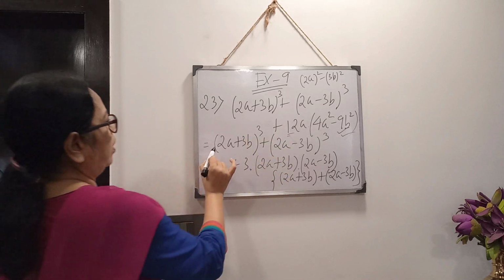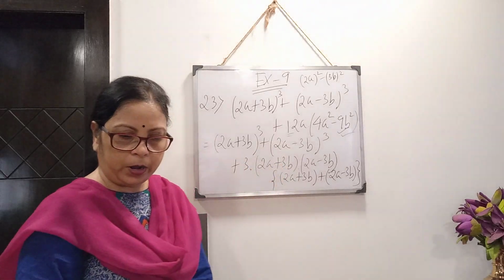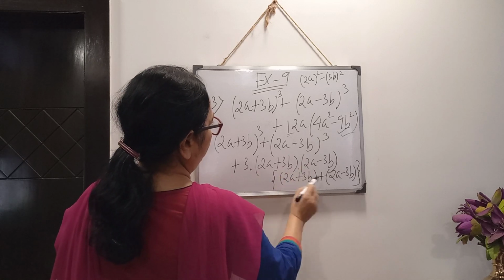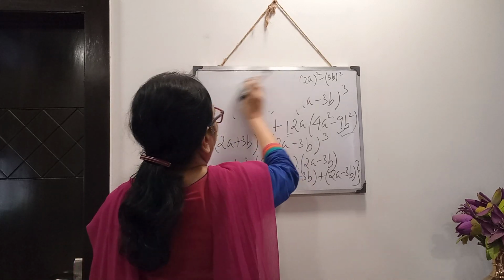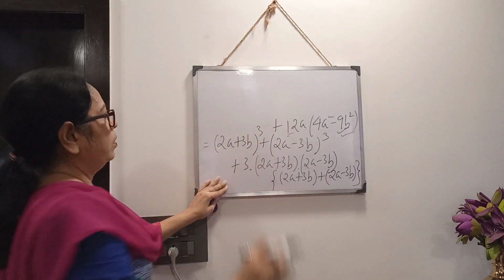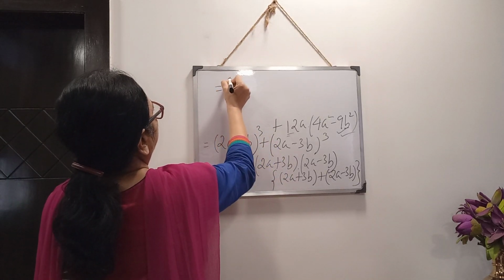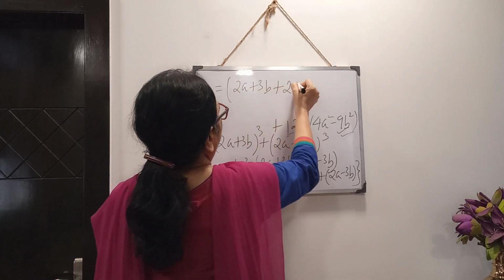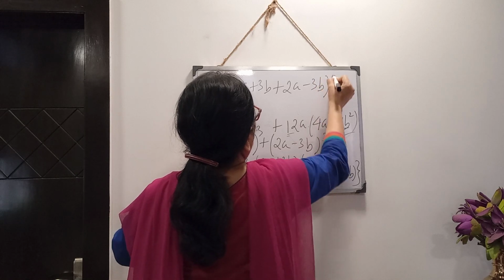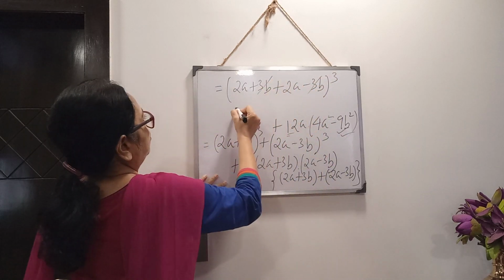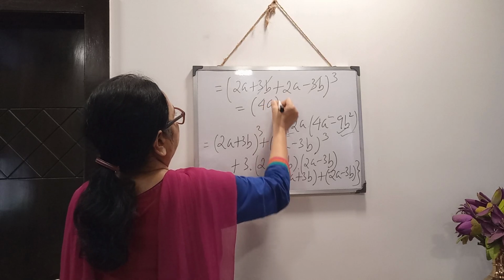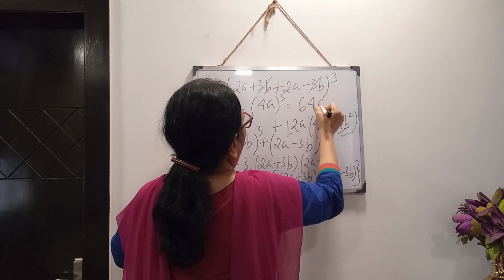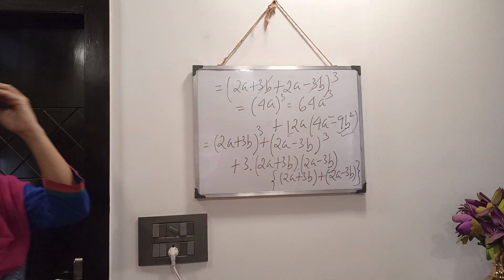Now it will fit in that formula, (a + b) whole cube. I have got a³ + b³ + 3ab(a + b). So this equals, we can write now, (a + b) whole cube. This plus and this minus cancel out. 2a plus 2a, 4a. Now 4 whole cube means 4 fours are 16, 64, so 64a³. Clear?